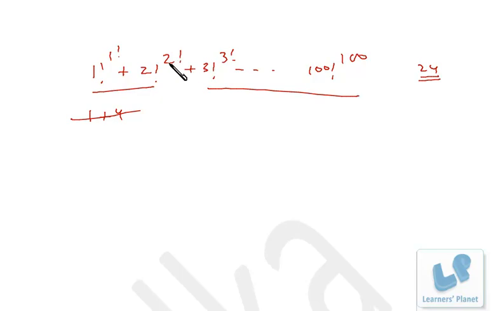Now 2 factorial is 2 only. So that's 1 plus 4, 5. Okay, so in both the cases the remainders will be 5. Right? So problems are pretty simple. Looks difficult, but believe me, very simple.